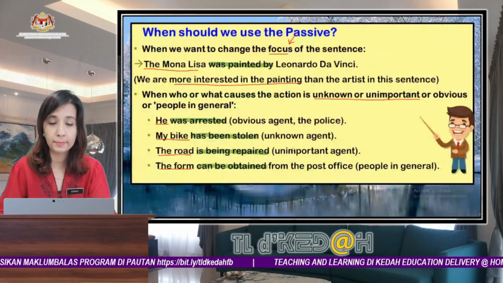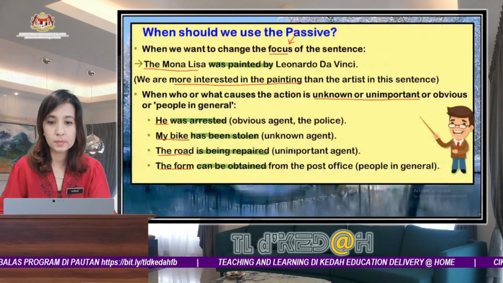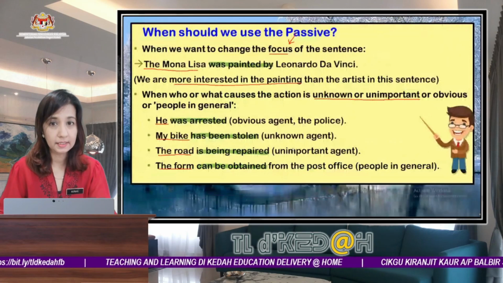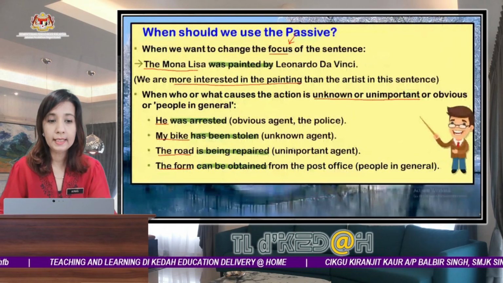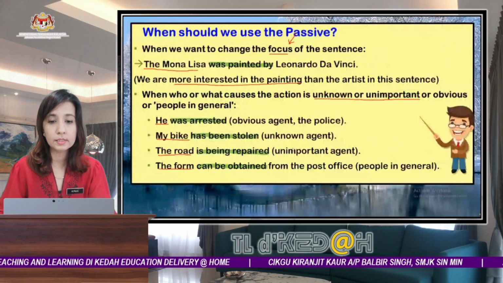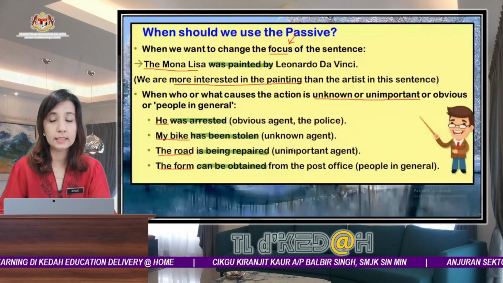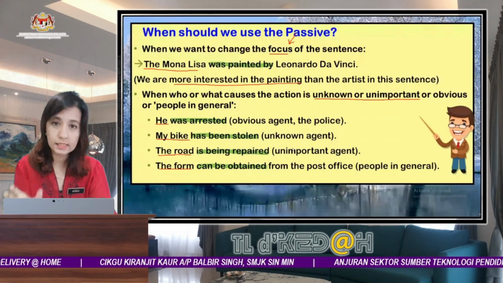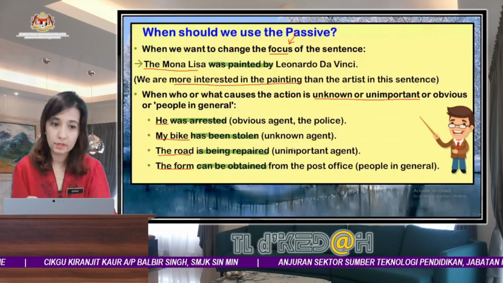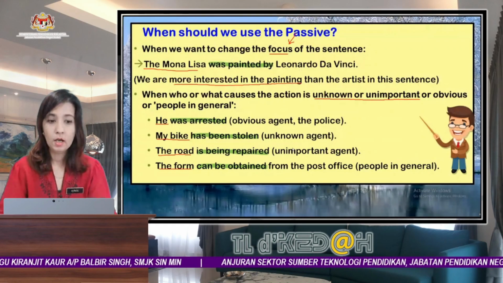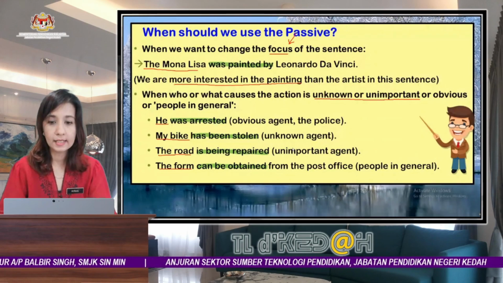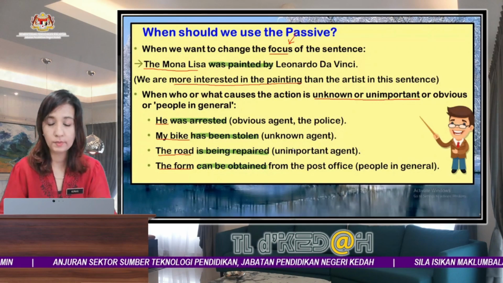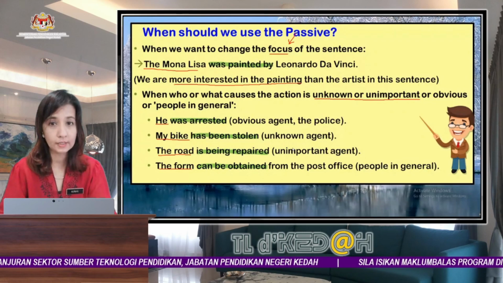Let's look at this example. The Mona Lisa was painted by Leonardo da Vinci. Mona Lisa is a famous painting, right? In this sentence, we are more interested in the painting than the artist. So that's why the focus is at the beginning. All right, let's go on. Another use is when who or what causes the action is unknown. That's where we use passive sentence, when we don't know who actually did the action.